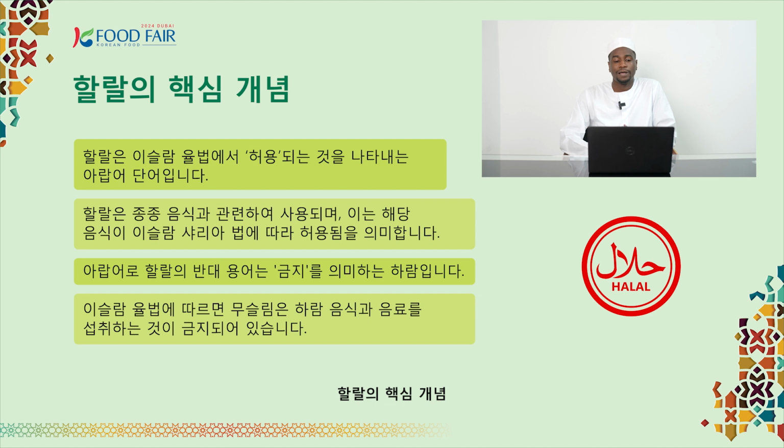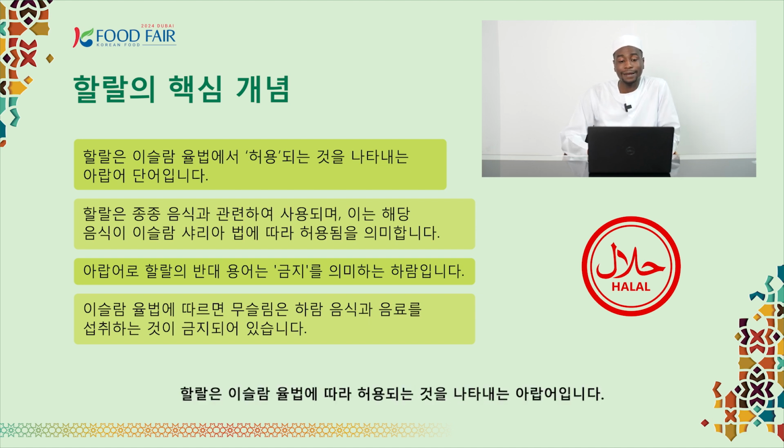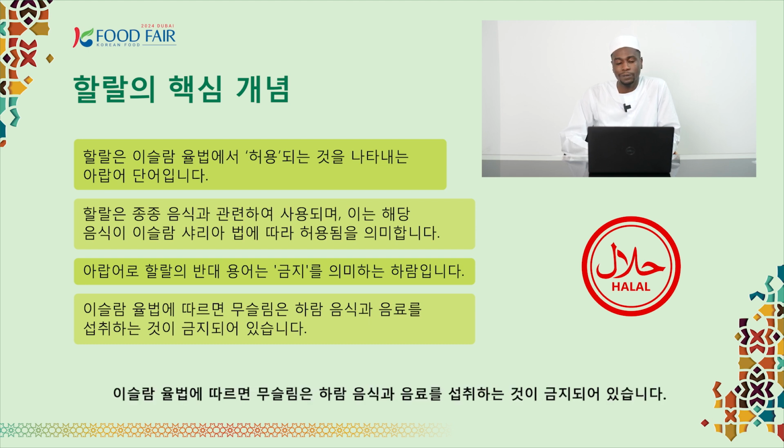Key concepts of Halal. What is Halal? Halal is an Arabic word, indicating what is permissible under Islamic law. This is the meaning of Halal. Halal is the term used in Islamic law to describe what is permissible. This term is often used in the context of food, meaning that the food is allowed according to the Islamic Sharia law. The opposite term for Halal in Arabic is Haram. Haram is also an Arabic word which signifies prohibited or forbidden. According to Islamic law, Muslims are prohibited from consuming haram food and drinks.